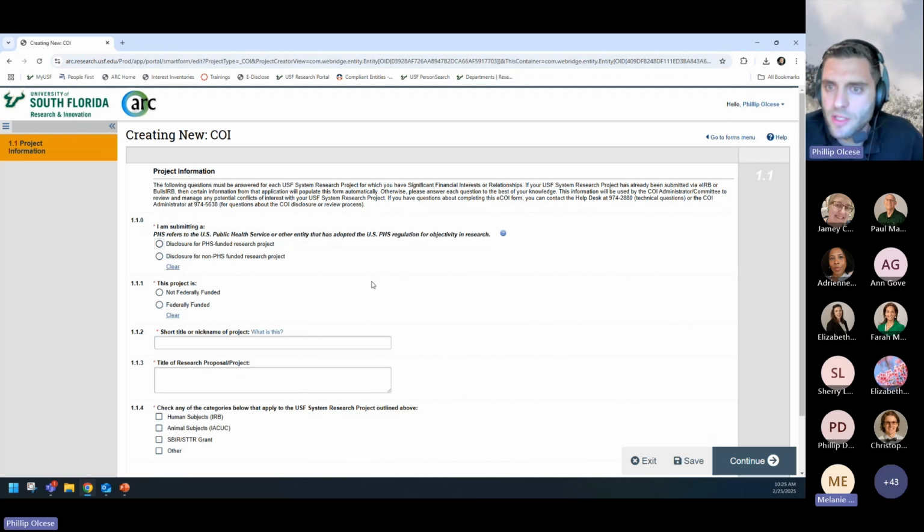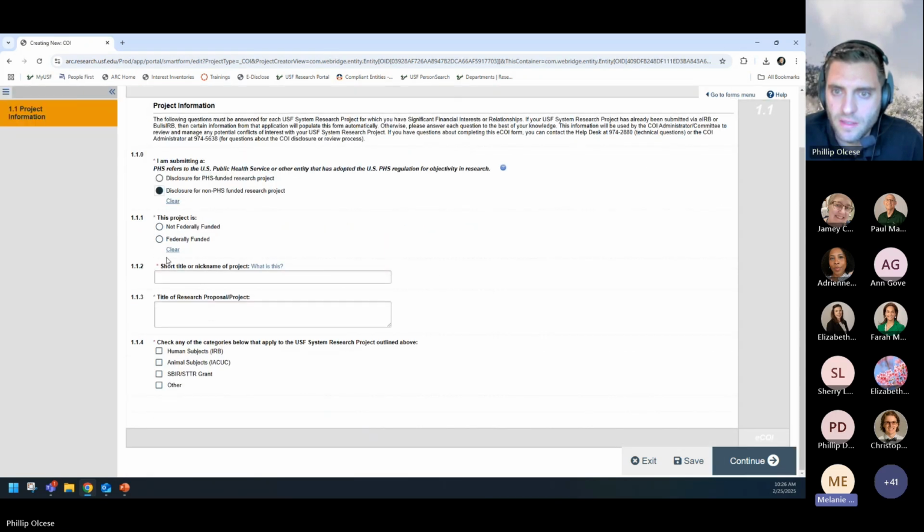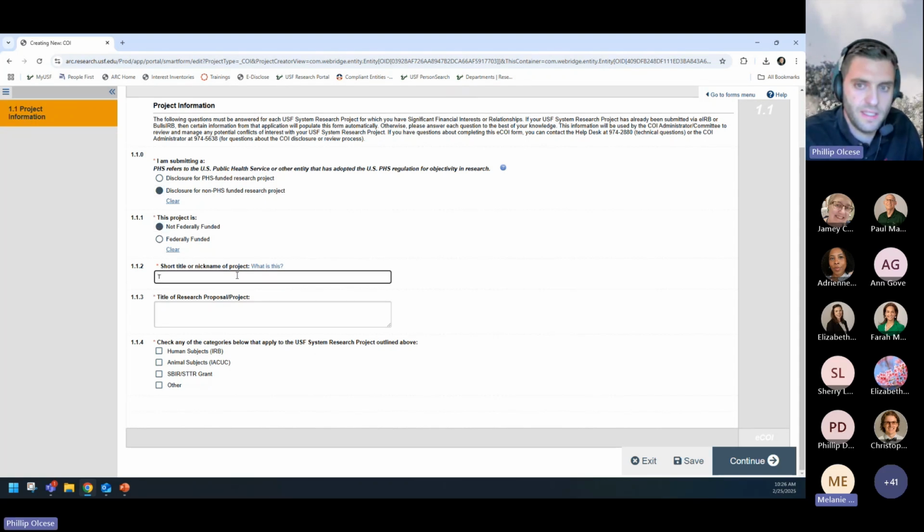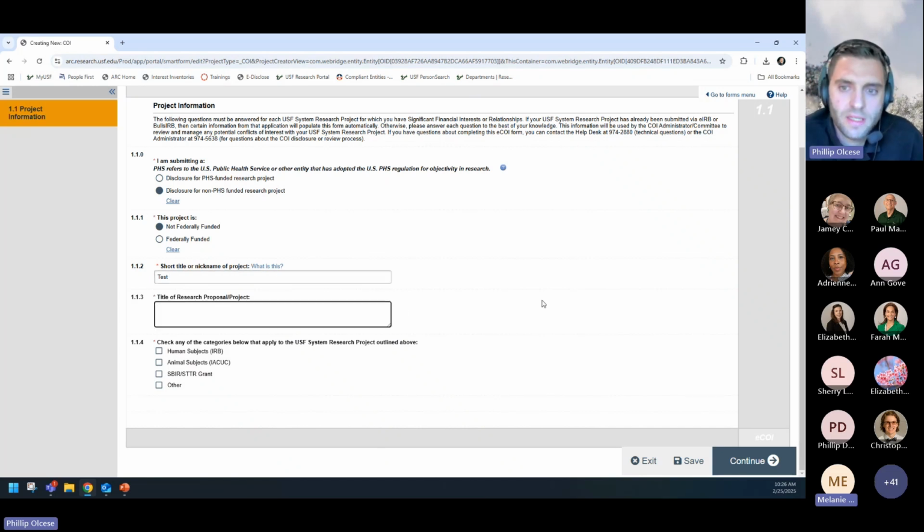So all these buttons are pretty straightforward. Some of them may open further buttons and further prompts. So for the sake of this scenario, we will generate our own test study. We will say that this is a non-funded PHS project. We will say it is not federally funded. The short title is usually a title that is used by the study staff or the team to identify the study, whereas the title of the research always needs to be the proposal title.